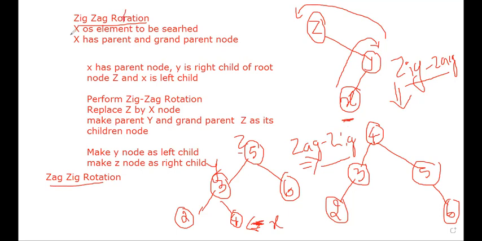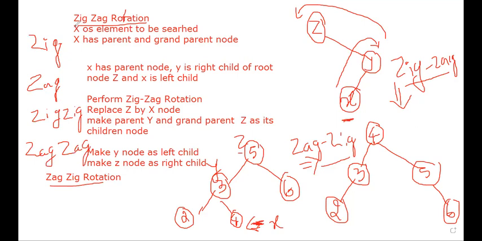First is the zig rotation, followed by the zag rotation we discussed. Next is the zigzag rotation, then the zag zig rotation, then the zig zig rotation, and the zag zag rotation. So there are totally 6 rotations, and these 6 rotations are defined in the splay tree.